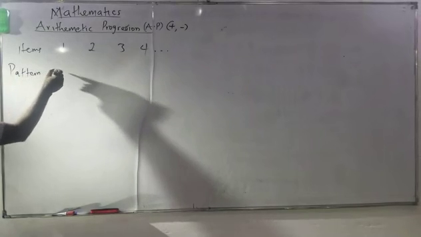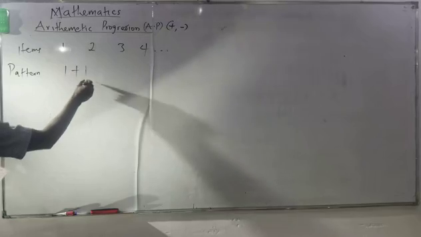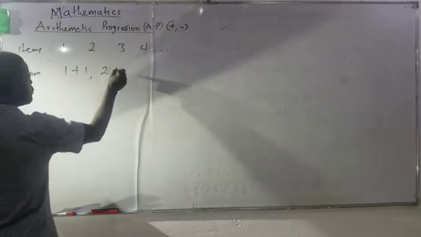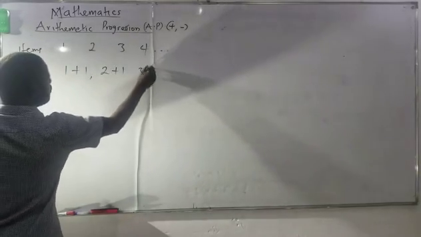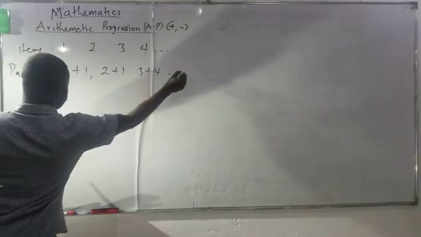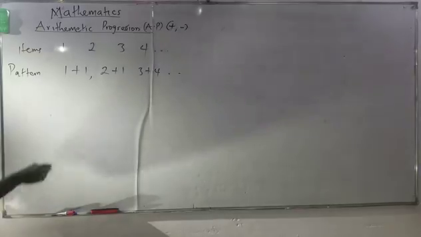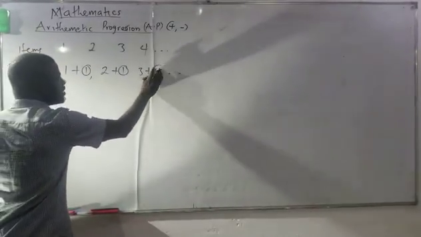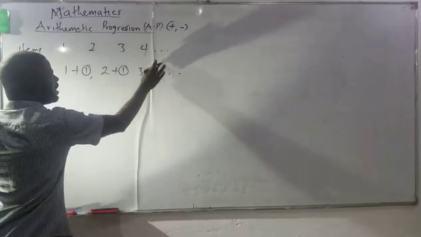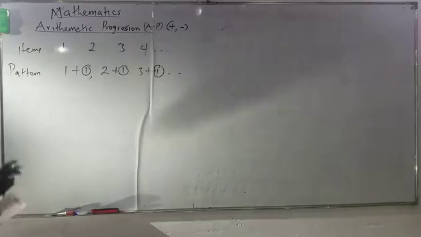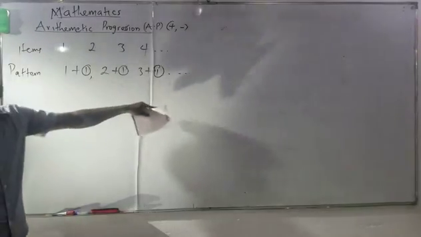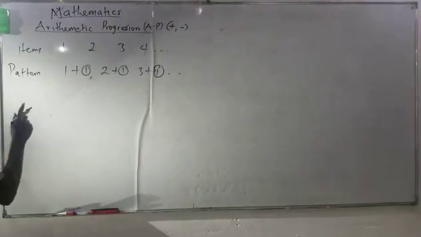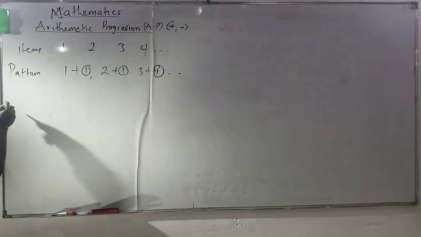Now, the pattern is 1 plus 1, 2 plus 1, 3 plus 1, and so on. Each of them is taking a step of 1. Do you get me right? It means the pattern is 1, 1, 1.